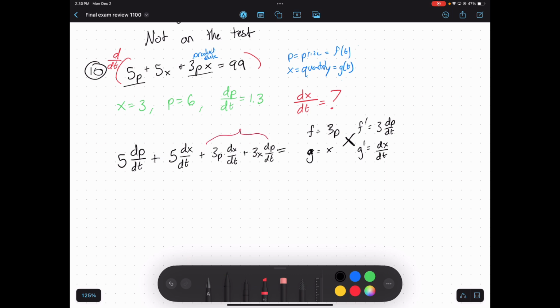Equal, what's the derivative of 99? 0. Because even though we're taking the derivative in terms of time, 99 is constant. It's not changing in terms of time at all. So the derivative is 0.